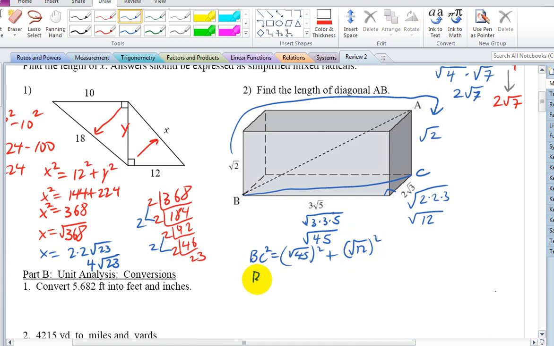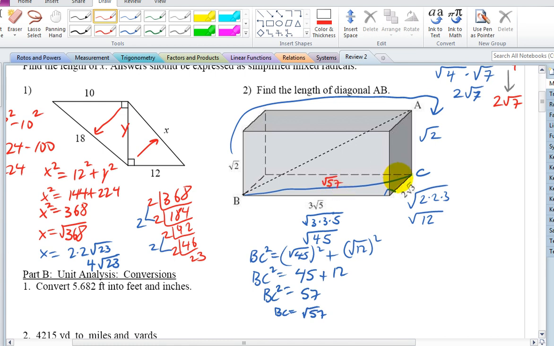You don't necessarily need brackets, but I'm just showing them to emphasize it. 45 plus 12. Oh, that's so nice. BC squared equals 57. Then BC equals square root 57. Okay. So we now know this hypotenuse is root 57.